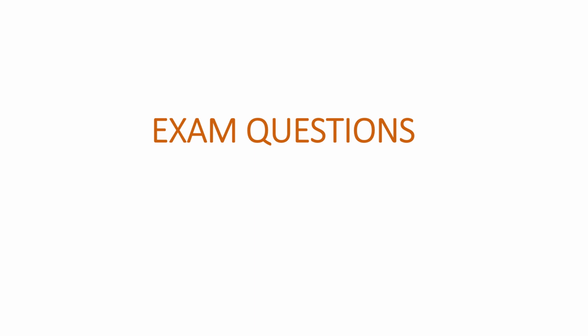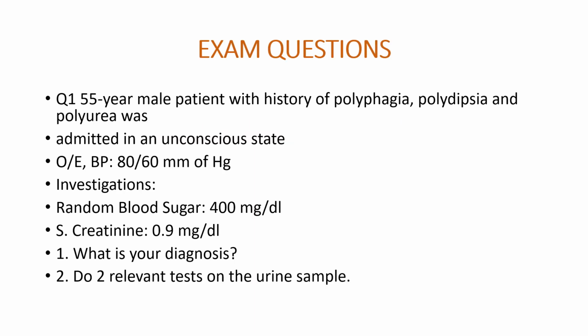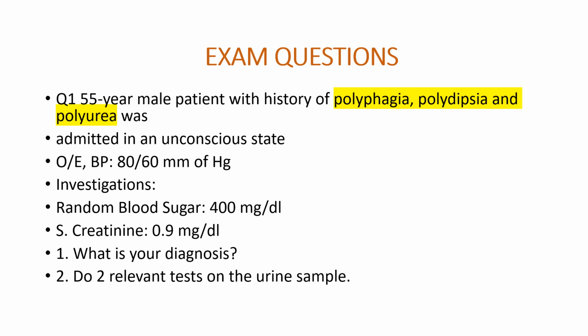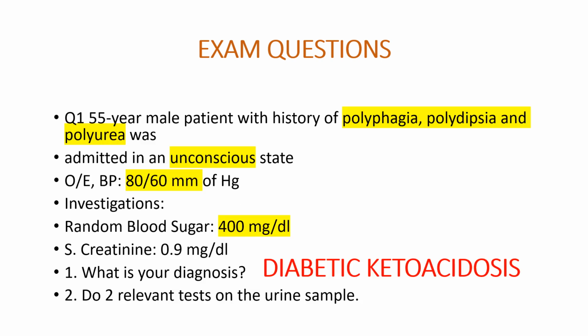So I'll just discuss some of the test questions that we have in our college. Number one is a 55-year-old male patient with history of polydipsia, polyphagia, and polyuria. Based on this, you should already say that the diagnosis is diabetes mellitus. He is admitted in an unconscious state and the BP is down. During investigations, we see that the blood sugar is 400 mg/dL, but the serum creatinine is normal. So the diagnosis would be diabetes mellitus. And since the patient is not well, he's in an unconscious state and BP is 80/60, you are thinking of an acute complication of diabetes mellitus, which is diabetic ketoacidosis.